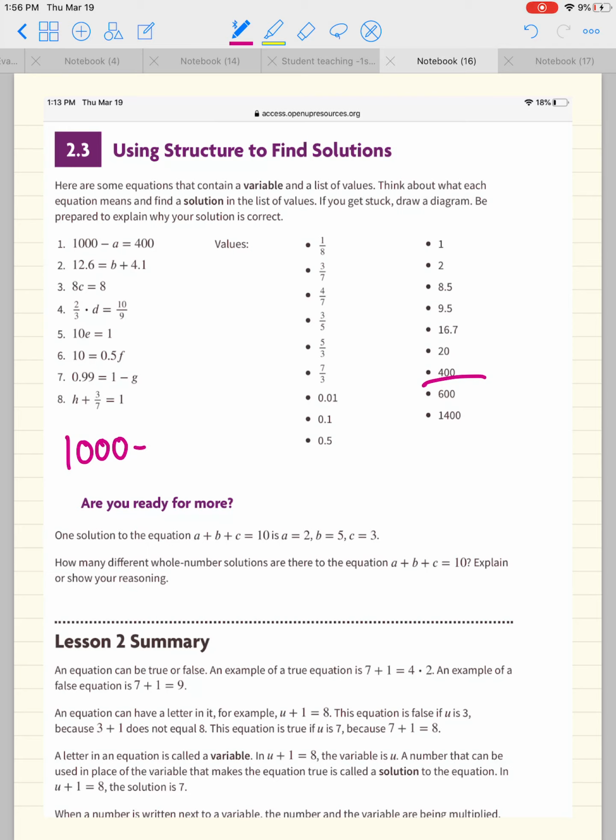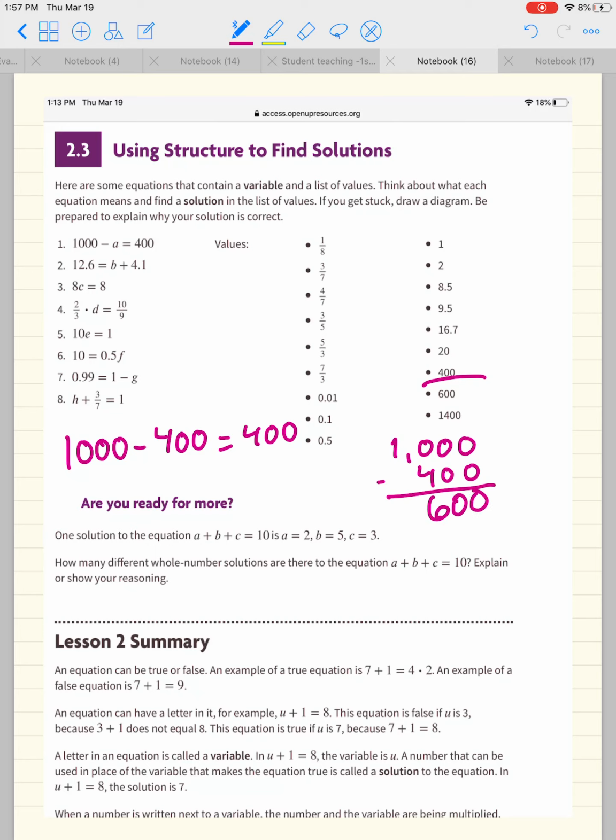1,000 minus 400 equals 400. Let's see if that works. I'm going to go ahead and line this up. 1,000 minus 400. And the answer here is 600. Oops. Sorry, I did not make that very clear, but 1,000 minus 400 is 600.